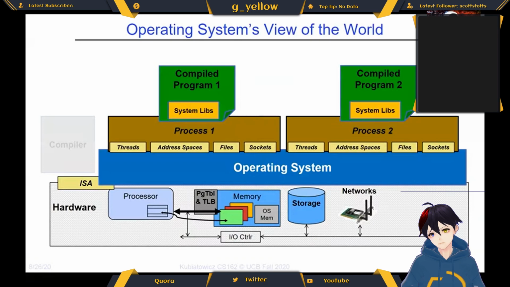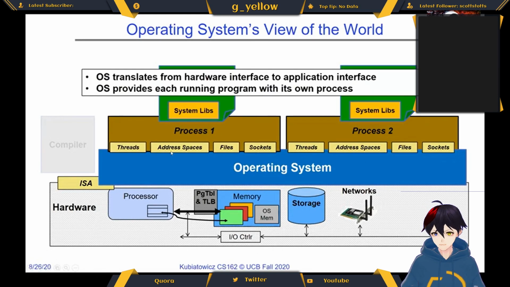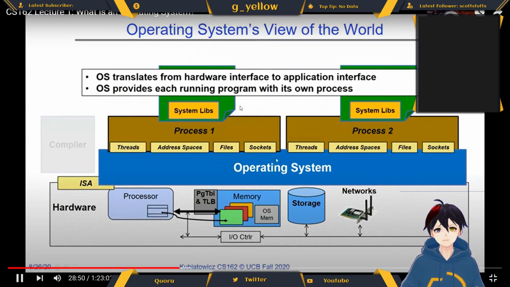So here's the operating system's view of the world when there are multiple processes. Each process gets its own set of threads and address spaces and files and sockets. And they might run a program with its own linked libraries. But what's interesting about this point of view is these processes are actually protected from each other. So the operating system translates the hardware interface down below to the application interface, and each program gets its own process, which is a protected environment.